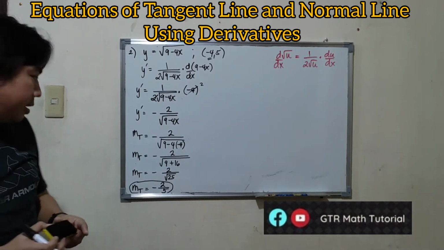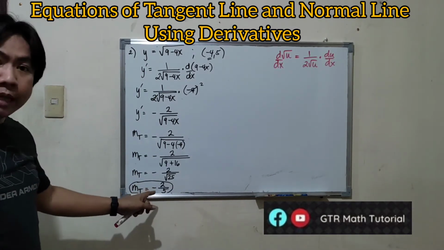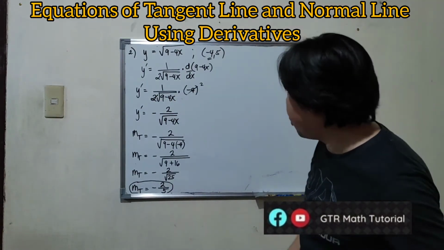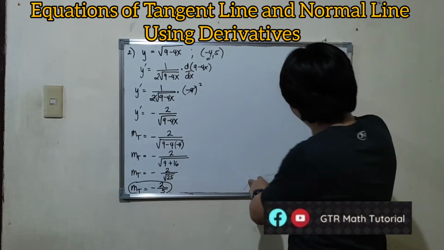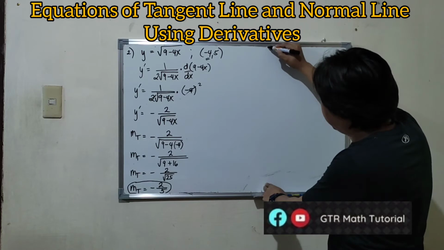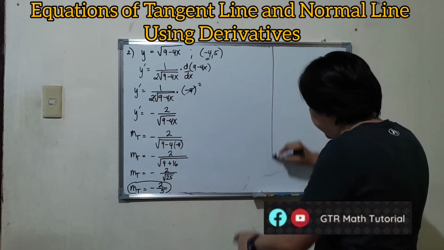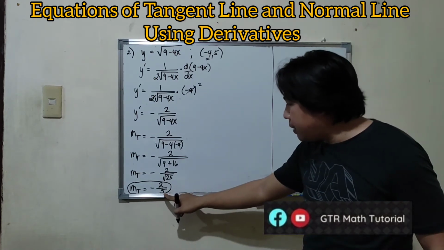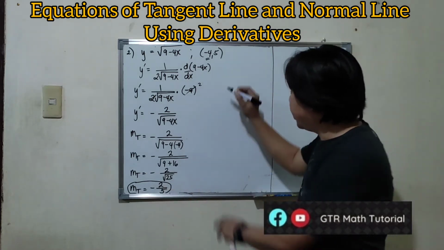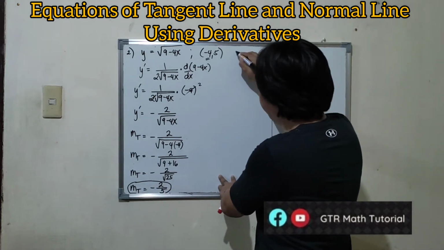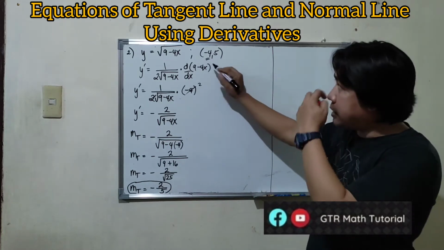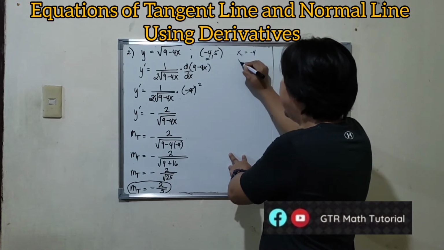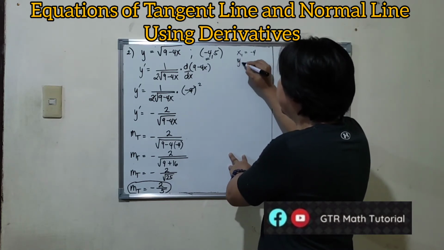So let us find the slope of the normal line. The slope of the normal line is the negative reciprocal. Okay? So let us solve the tangent line here and the normal line on this side. First, the equation of the tangent line. We have the point x sub 1, y sub 1 is negative 4, 5. So x sub 1 equals negative 4, and y sub 1 is equal to 5.